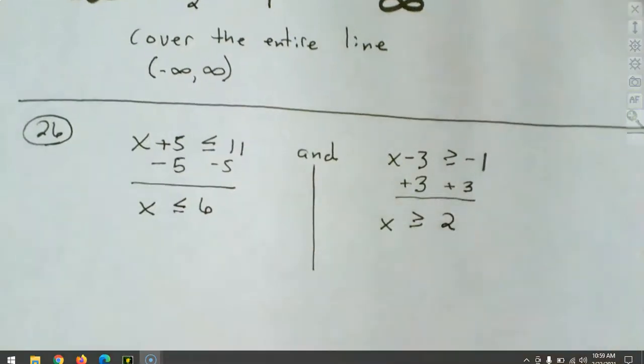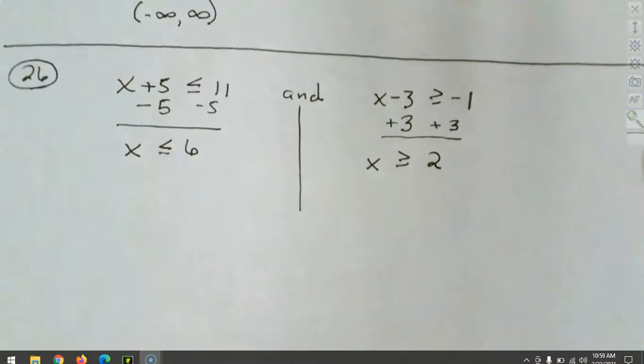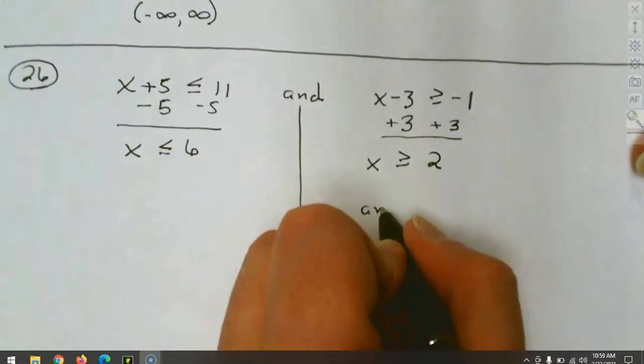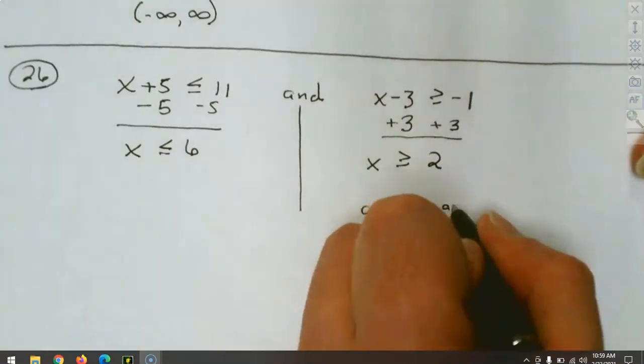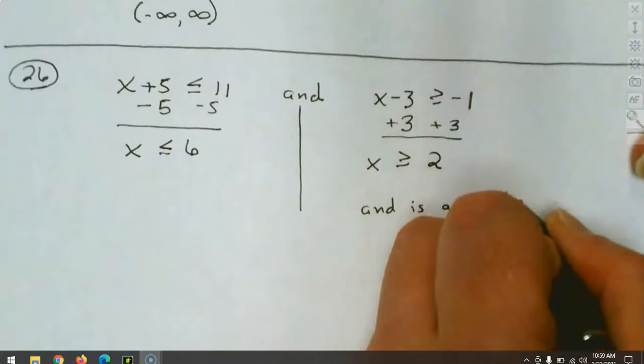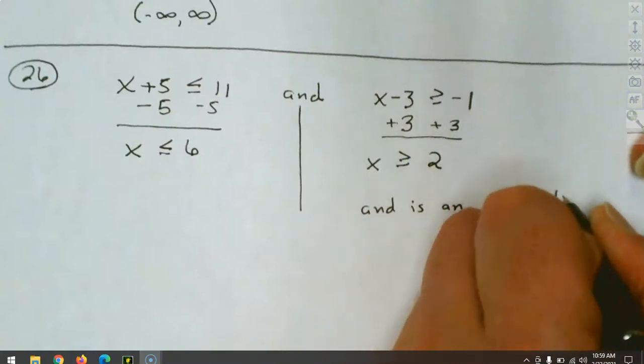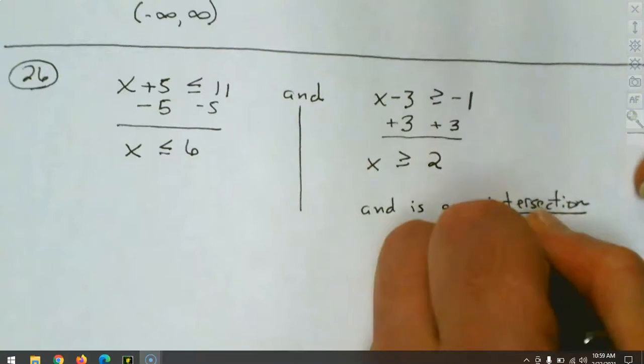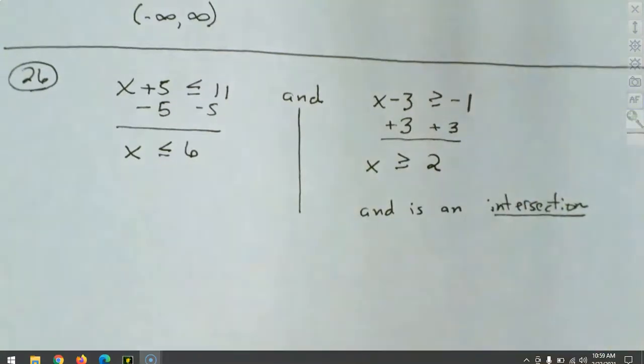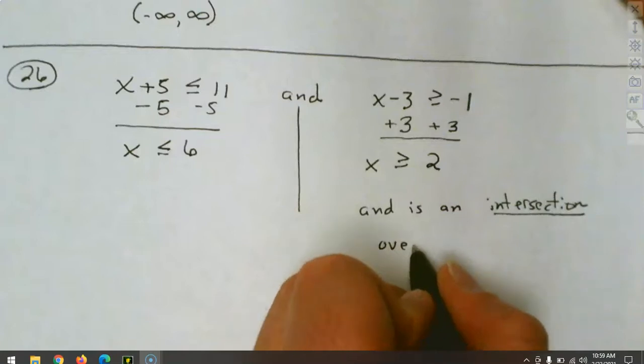Now, what do we know about an and? And is an intersection. So that and is going to mean that intersection there. And when we talk about intersections, what are we looking at? Where they overlap. So we're looking for the overlap.